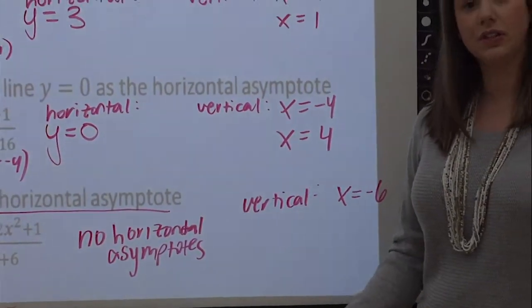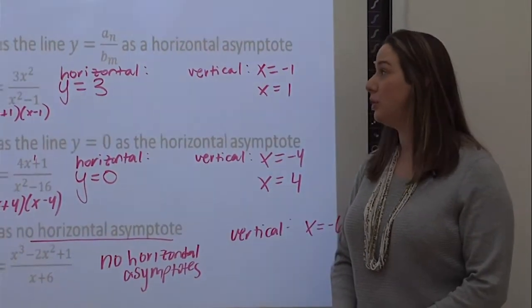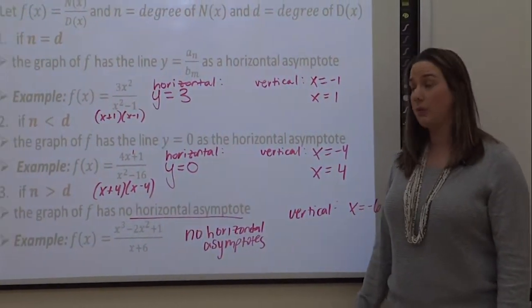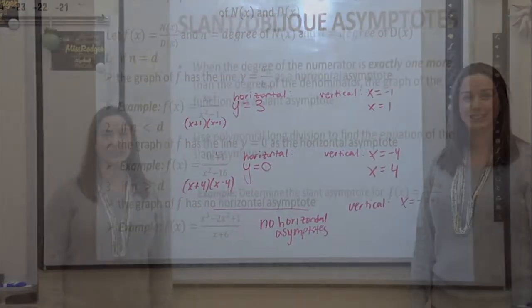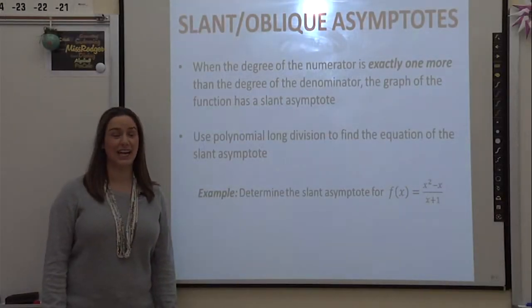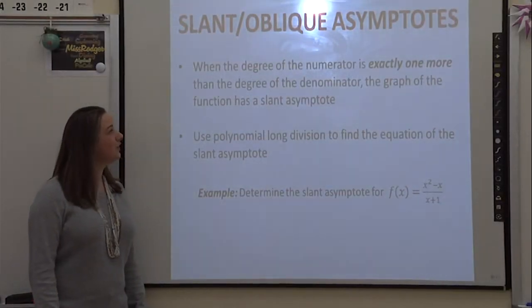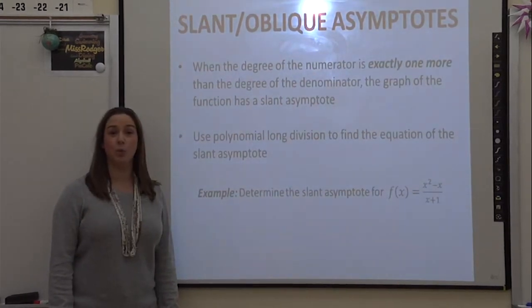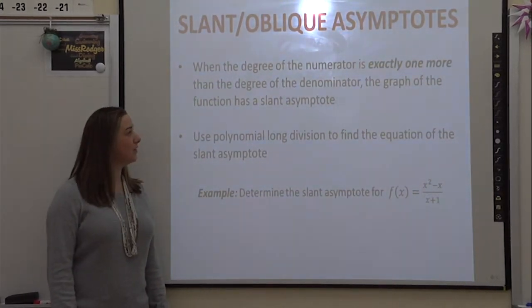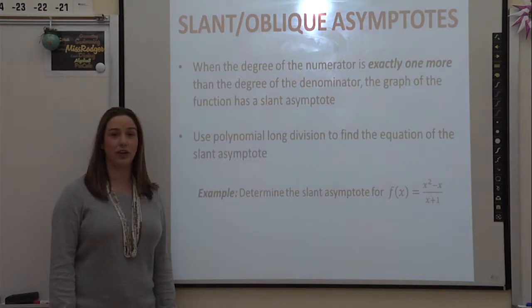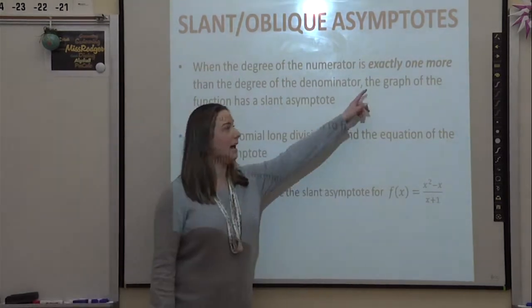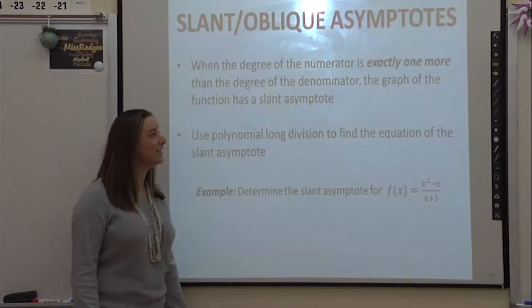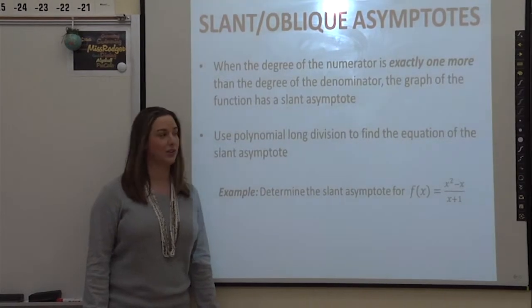So we've seen vertical asymptotes, we've seen horizontal asymptotes, and there's one more asymptote that we want to keep in mind when we may have an example of this. Let's take a look at slant asymptotes. So when the degree of the numerator is exactly 1 more than the degree of the denominator, the graph of a function will have a slant, or what's called an oblique asymptote. So this case does not always happen, but when we have exactly 1 more, we need to consider this.